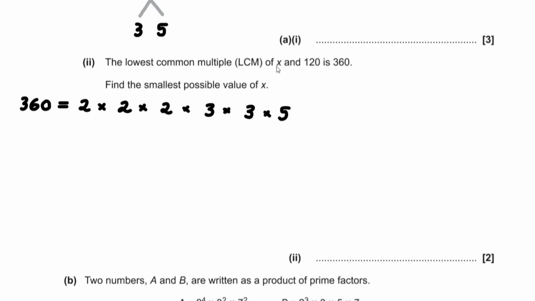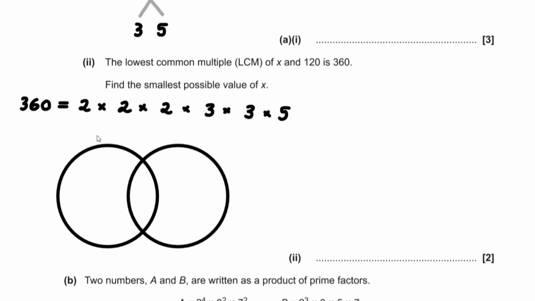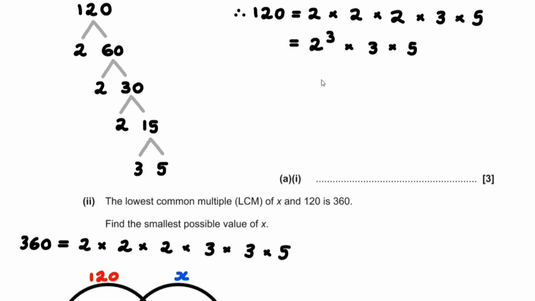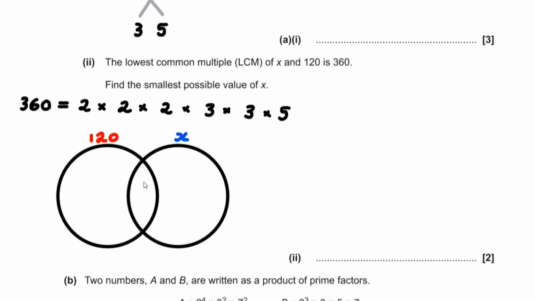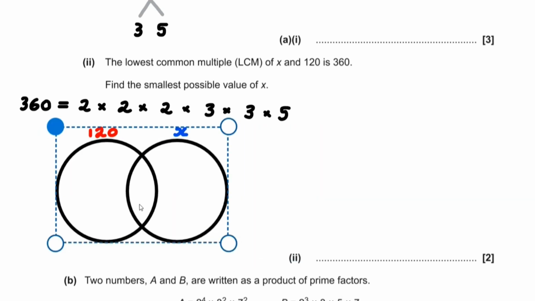Now, the lowest common multiple of x and 120 is 360. Now, the best way to represent this is actually using a Venn diagram. So here we've got a Venn diagram. We've got A, and here we've got the 120, and here we've got x. Now, I know what 120 is. That's shown here, and I've got altogether 360. Now, if I think about how I work out the lowest common multiple, that will be everything in the Venn diagram multiplied together.